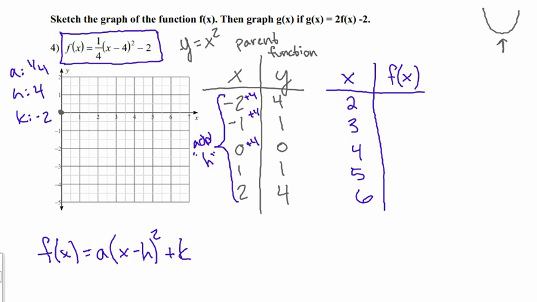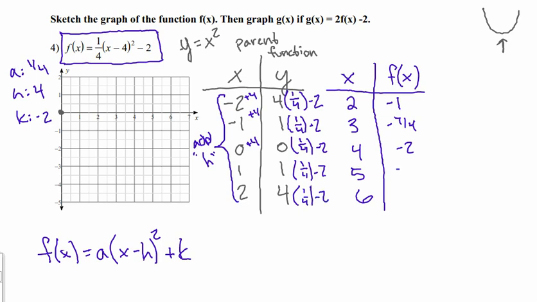All right, so I'm going to do times a fourth and then minus 2. So that one will be 1 minus 2, negative 1, times a fourth and then minus 2. And that one will be negative 7/4. And then this one times a fourth minus 2 is negative 2. Fourth minus 2 times a fourth minus 2. And these are going to be the same on either side.